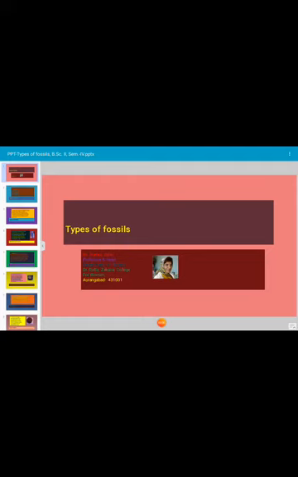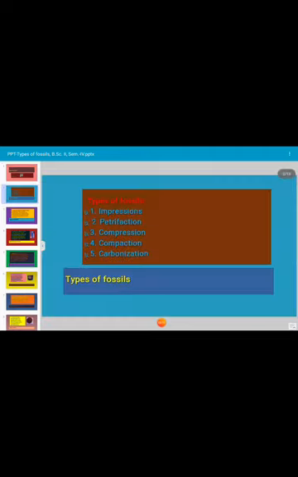Today's topic for discussion is types of fossils. The plants found in the past that are now entirely extinct are called fossils. Let us see the different types of fossils. There are five main types of fossils, described by paleobotanists.